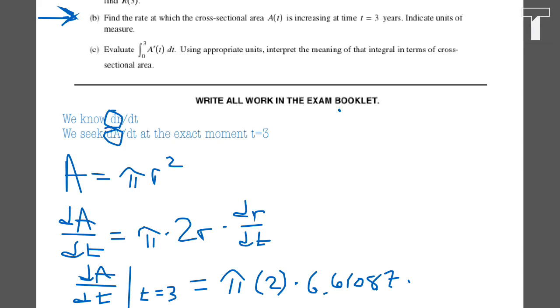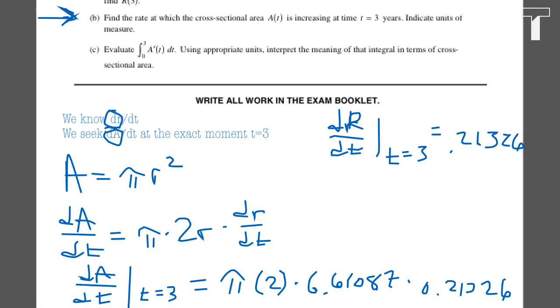So we're going to have to take a minute out here. We're going to find dr/dt when t equals 3. Use your calculator. When I plugged t equals 3 into the expression I was given for dr/dt, I got that the radius is changing at 0.21326 centimeters per year when time is 3 years. So I plug that in here.